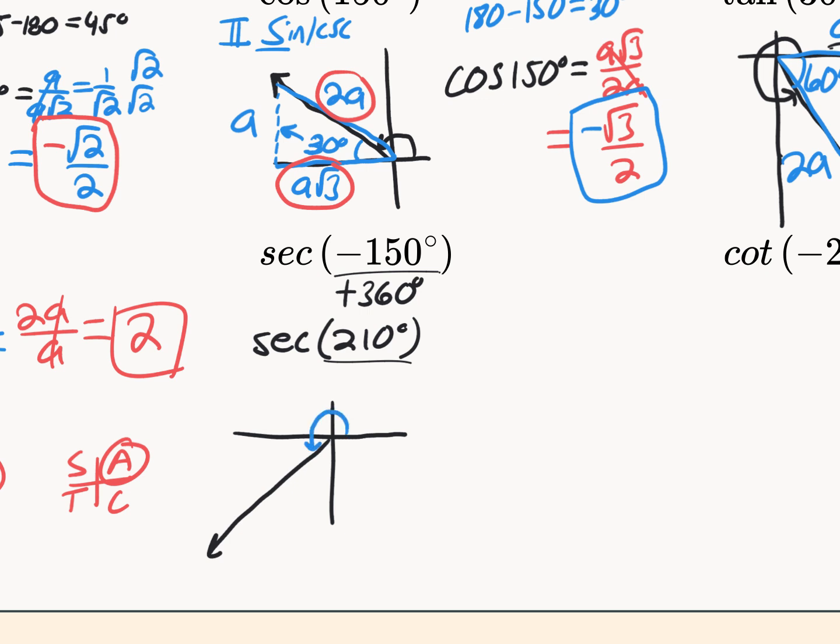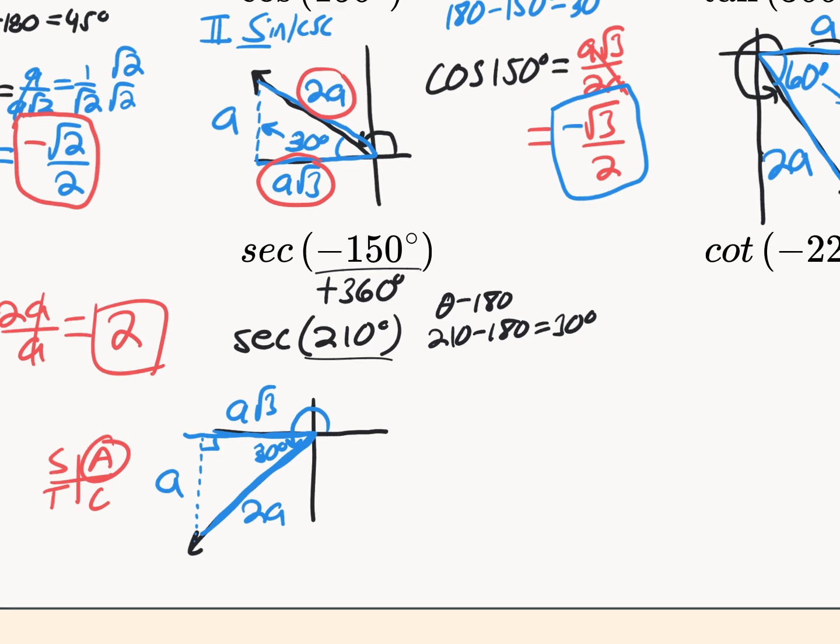So then we have an angle something like this, but the reference angle is really the angle that we're interested in. In the third quadrant, hopefully you remember, it's going to be theta minus 180. So 210 minus 180 has to be 30 degrees. That means this angle right here is 30 degrees. 30 is significant to us because I know now that this is a 30, 60, 90 triangle. This is a, square root of 3, and 2a.